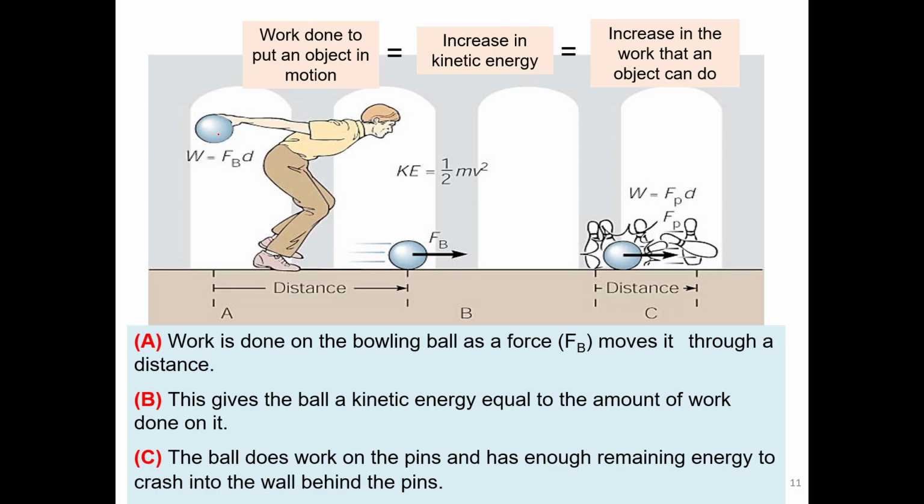Because of this work, remember, work and energy we can interchange. This is why they have the same units, joules, in the SI system. When he does work on this ball, this increases the kinetic energy of the ball. Now, because the ball has some energy, that ball is able to do some work, for example, crush the pins. The work is converted into kinetic energy, but the kinetic energy then can convert into some work. Because of the energy that the ball has, the ball is able to do some work.